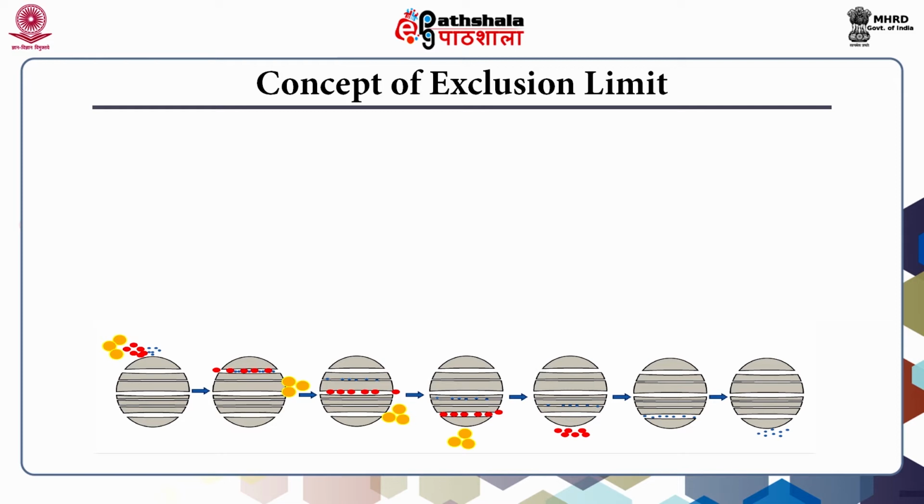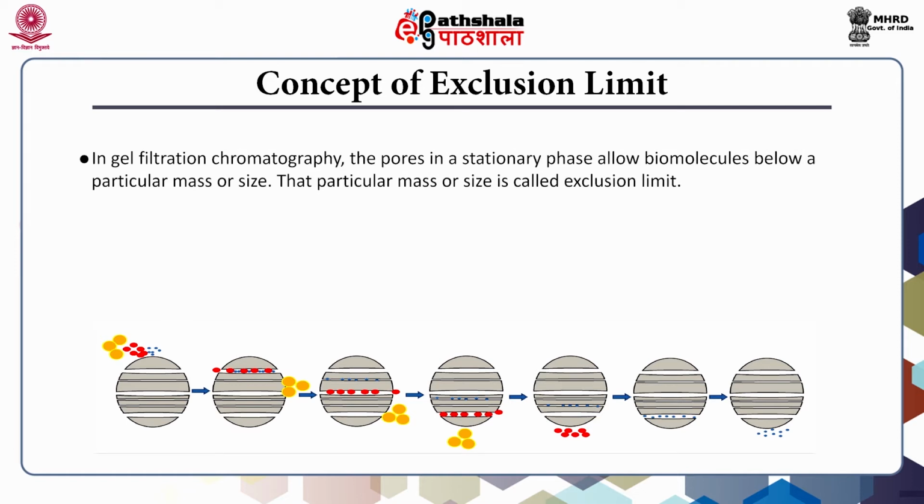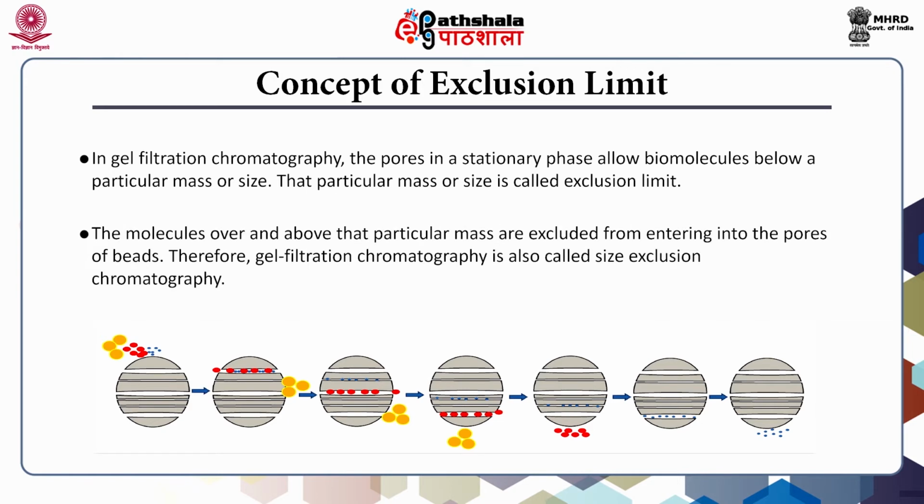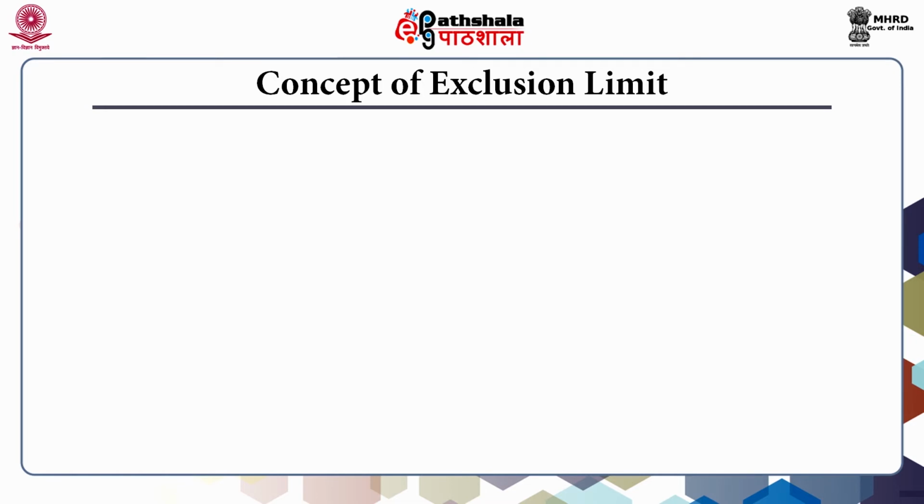Here in this slide, we are explaining it in a better way. In gel filtration chromatography, the pores in a stationary phase allow biomolecules below a particular mass or size. That particular mass or size is called exclusion limit. The molecules over and above that particular mass are excluded from entering into the pores of the beads. For example, in this picture, the red color molecules and also the blue color molecules are small in size. That is why they can enter inside the beads. But above the size of the red color molecule, they are excluded from entering inside the pores. So, that is why this concept is called exclusion limit, and that is why there is another name for gel filtration chromatography, that is size exclusion chromatography.